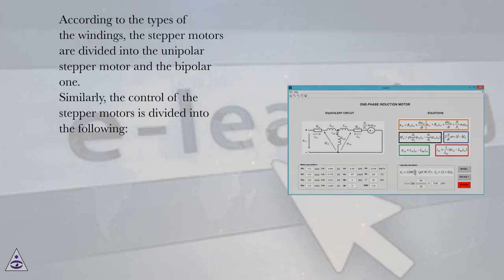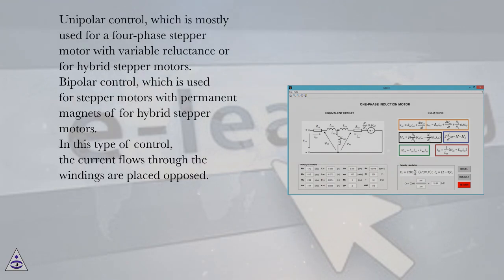According to the types of the windings, the stepper motors are divided into the unipolar stepper motor and the bipolar one. Similarly, the control of the stepper motors is divided into the following. Unipolar control, which is mostly used for a 4-phase stepper motor with variable reluctance or for hybrid stepper motors. Bipolar control, which is used for stepper motors with permanent magnets or for hybrid stepper motors. In this type of control, the current flows through the windings placed opposed.